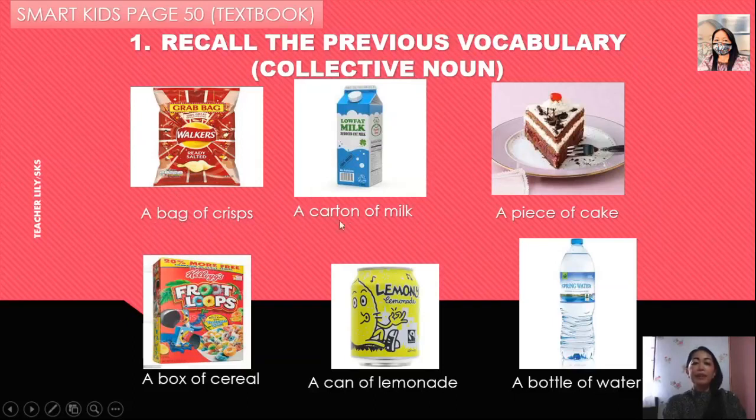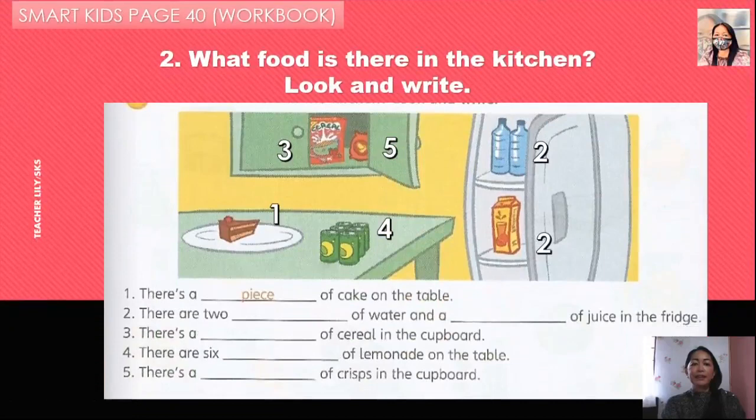Number 2, a carton of milk. If more than 1, we say maybe 2 cartons of milk. And then this one, a piece of cake, a box of cereal, a can of lemonade, and a bottle of water. So these can all be found in your textbook, page 50. That is the collective nouns from the previous vocabulary. So now let us move to our next task.